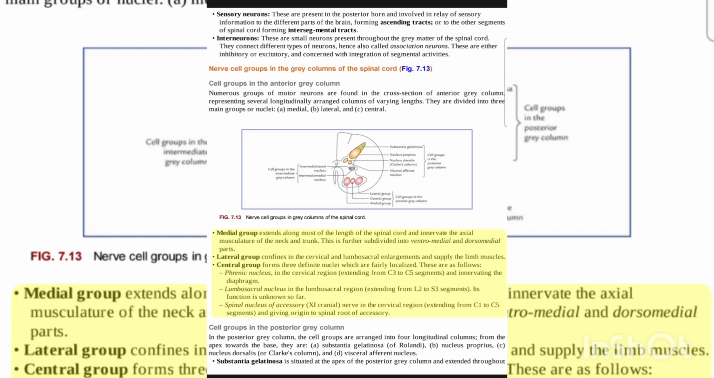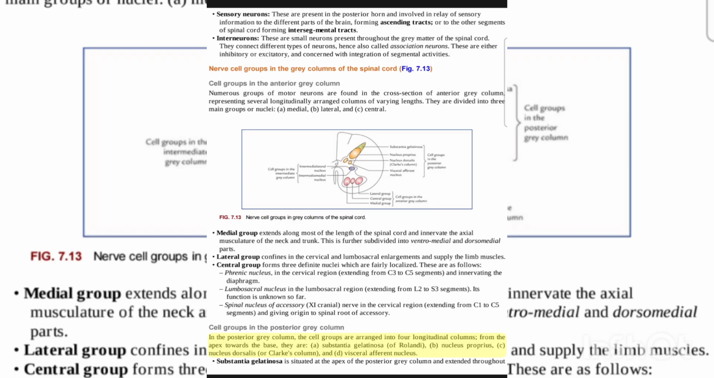The central group forms three definite nuclei which are fairly localized. These are as follows: phrenic nucleus, in the cervical region, extending from C3 to C5 segments, and innervating the diaphragm. Lumbosacral nucleus in the lumbosacral region, extending from L2 to S3 segments. Its function is unknown so far. Spinal nucleus of the accessory cranial nerve in the cervical region, extending from C1 to C5 segments, and giving origin to the spinal root of the accessory nerve. Cell groups in the posterior gray column.